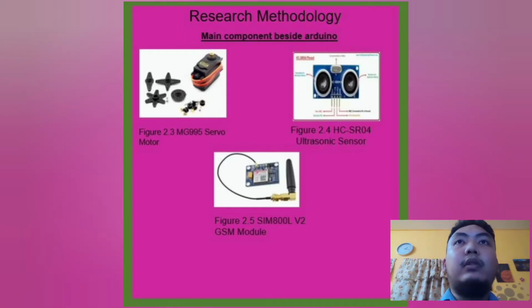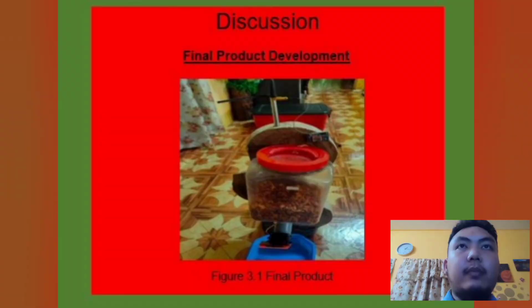Okay. So in this part, I also show the components that we needed. The first one is the MG995 servo motor, which is used as a door to let the food distribute into the tray. The next one is the HC-SR04, which is an ultrasonic sensor used to detect the amount of food. And also the next one is the SIM800L V2. After all these three components are collected, they need to be combined to become a product.